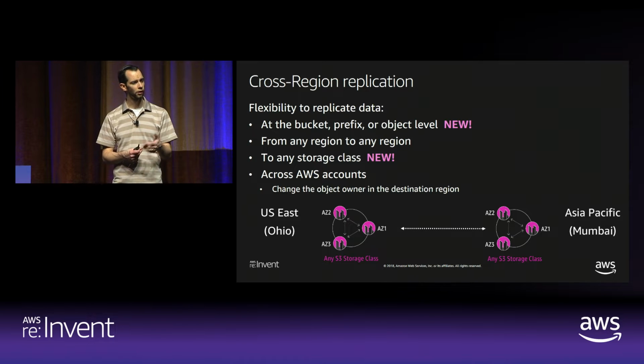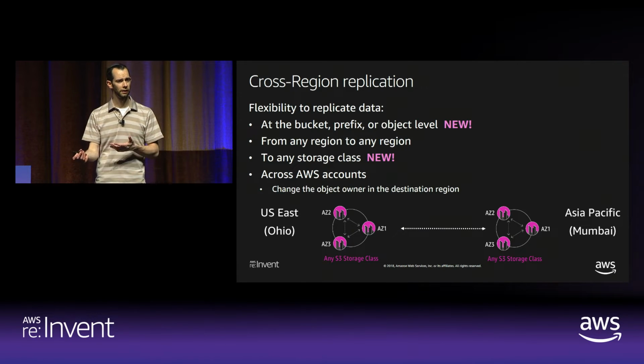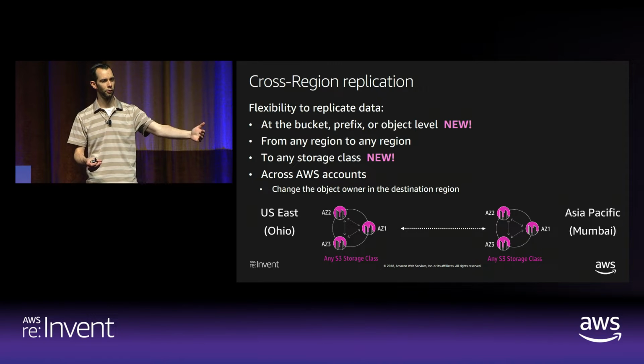You can also do replication across different accounts, change the ownership in the destination bucket, such that you have that much more protection against maybe a malicious internal actor. So you're worried about somebody deleting the data. Now it's in a different account. It has a different ownership stack. It's a protection against somebody trying to delete the data.